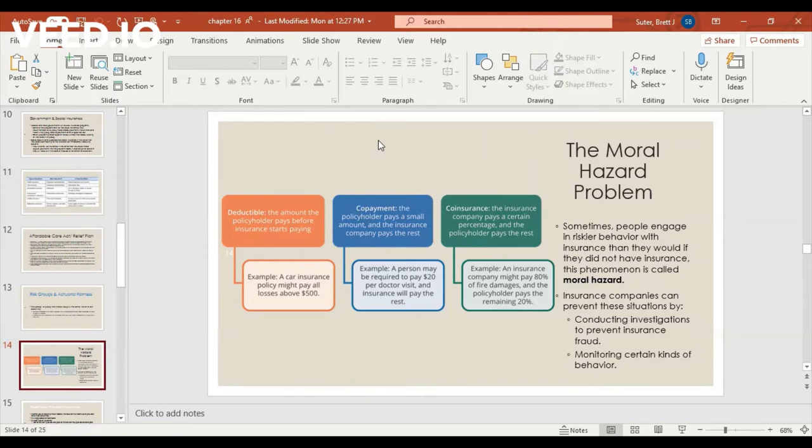Next, we have a co-payment. This is when the policyholder pays a small amount and the insurance company pays the rest. An example is a person who may be required to pay $20 per doctor visit and the insurance will pay the rest. Lastly, we have what's called co-insurance. This is when the insurance company pays a certain percentage and the policyholder pays the rest. For example, an insurance company may pay 80% of fire damages and the policyholder pays the remaining 20%. Insurance companies take these precautions to protect themselves.